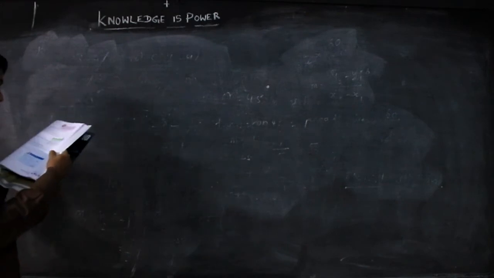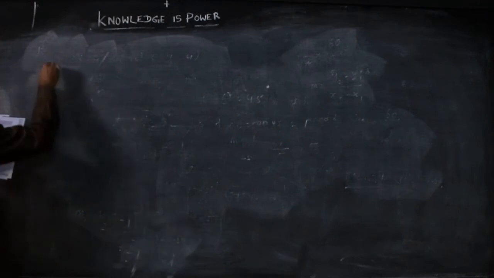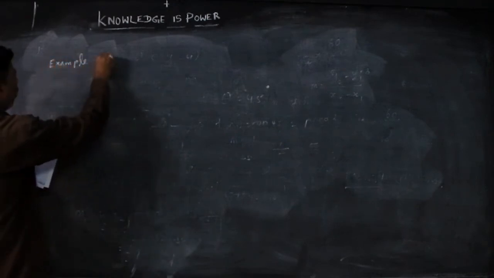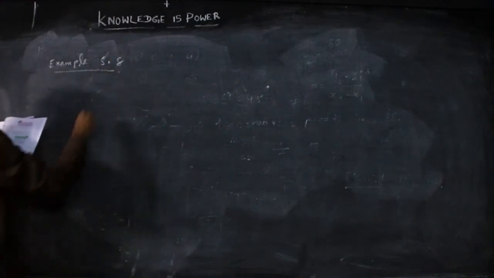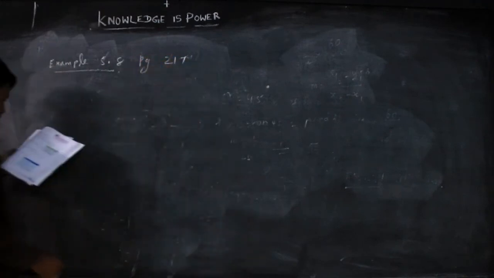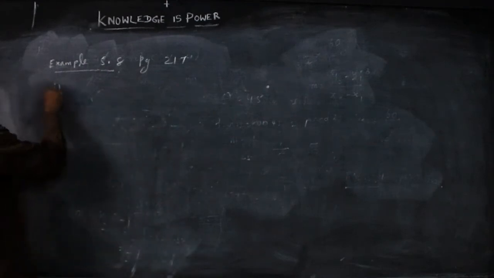See, example 5.8, page number 217. What is the slope of a line whose inclination is 30 degrees? This is the first question.